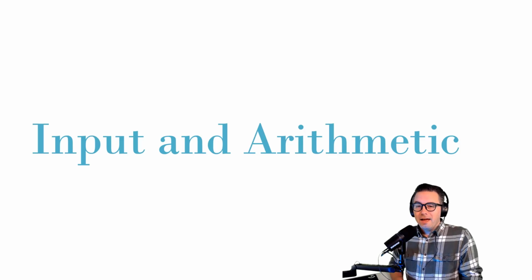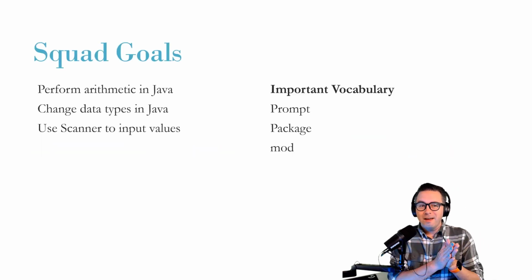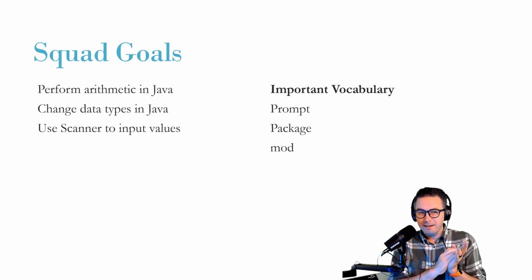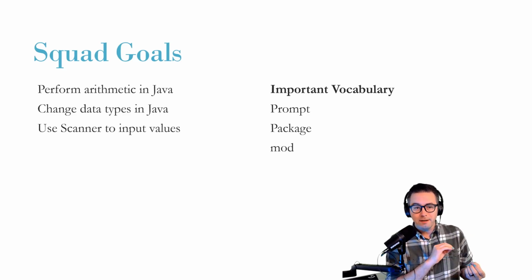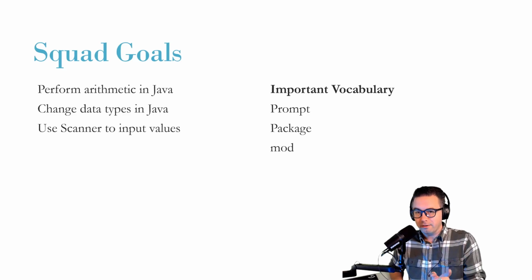All right. Now let's get into the lecture of today's thing. So anyways, what we're going to be doing is performing arithmetic in Java. There's a change types in Java, and we'll be using scanner. Some things that we'll be using is prompting, package, and mod, I guess, a little bit. We've already kind of covered mod, but we'll talk about that later.